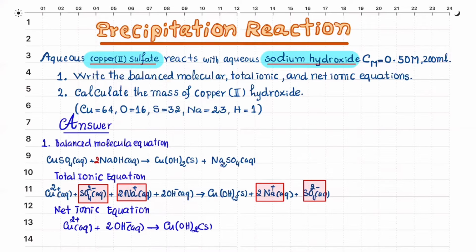So number one we finished already. Then we do number two: calculate the mass of copper(II) hydroxide.